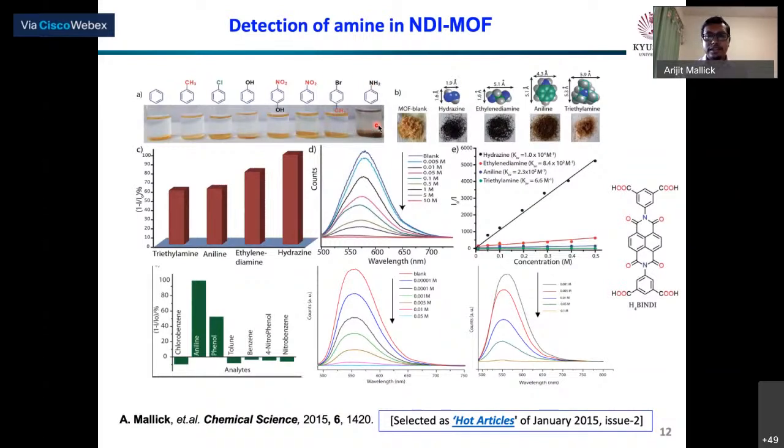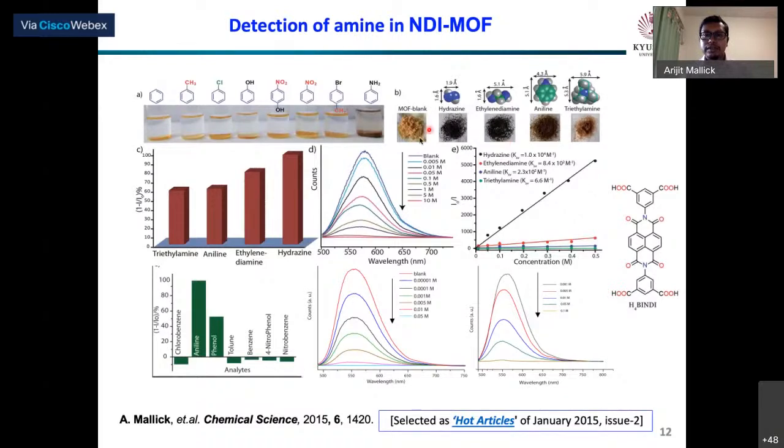And another interesting thing is that it can show size selectivity. The MOF has a particular pore size, and inside the pore the small amine can easily go inside. But the bigger amines, like triethylamine and aniline, feel hindrance. That's why the sensing is more prominent in the case of hydrazine or ethylamine. But the bigger amines are not there. They show the color change, but not so prominent.